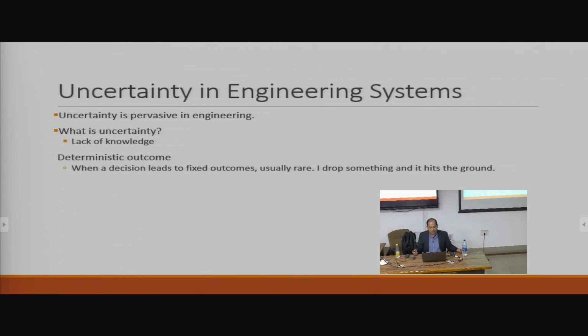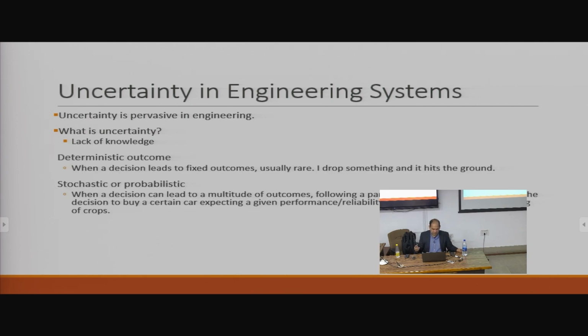And then a couple of things from a definition standpoint. If I use the term deterministic outcome, I mean something that has no uncertainty. I drop something, it hits the ground, versus stochastic or probabilistic, when a decision can lead to a multitude of outcomes, right? So I do something, it may not result in the outcome that I want. So when I say I aim for a certain X, I can't always reach it.